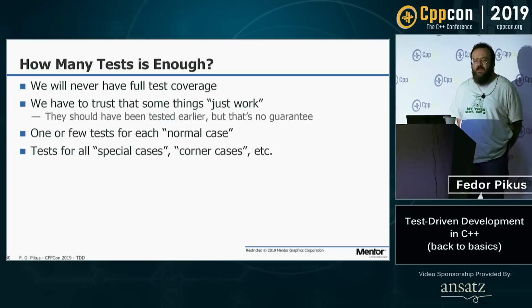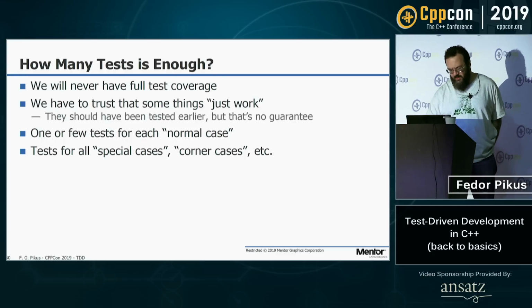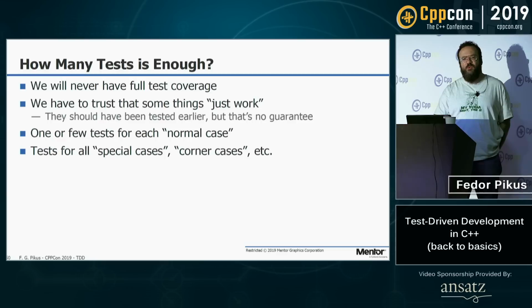So you write one or a few tests for what you consider the normal case, and you write tests for all corner cases. It's really a judgment call. You will never have complete coverage. If your judgment was wrong, you will sooner or later discover it, you will have some bugs, and so your tests tend to grow.